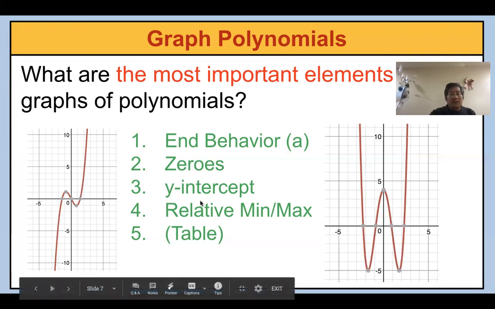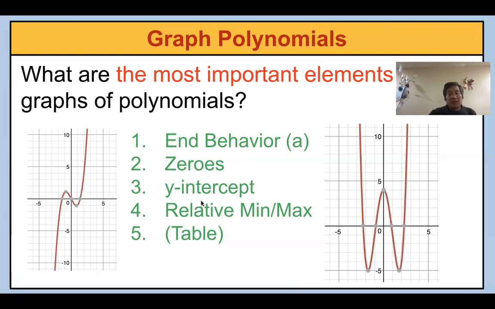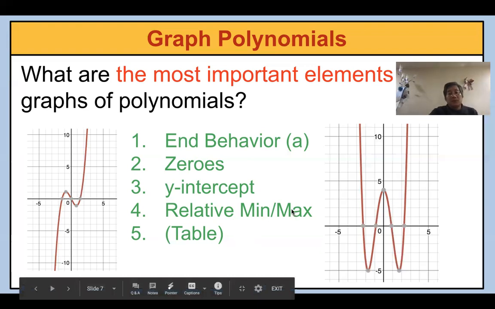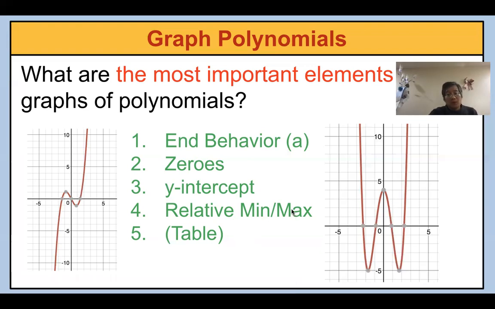And then what is the y-intercept? The y-intercept is the easiest one, right? So when x is 0, the y value is 0. So here, this y-intercept is also the same as one of the three zeros, right? Here, when x is 0, y is 4. So this is the y-intercept. And we should know the relative minimum and maximum. It's not familiar, right? Then I will talk about it. It's not difficult.